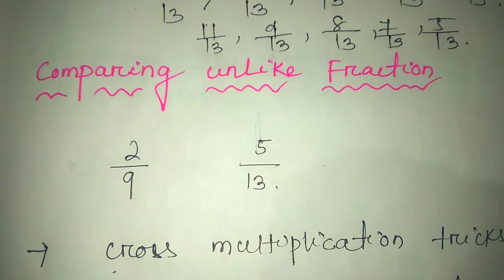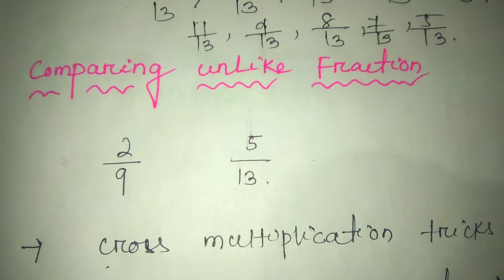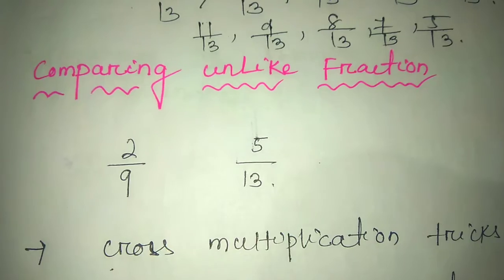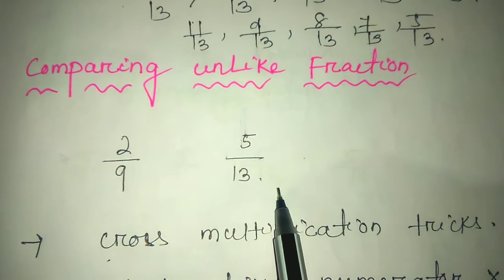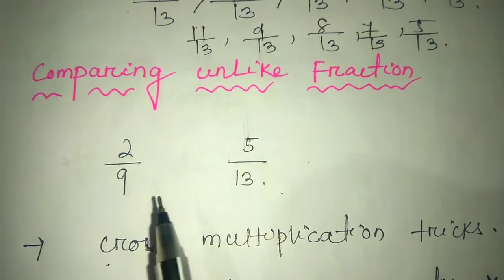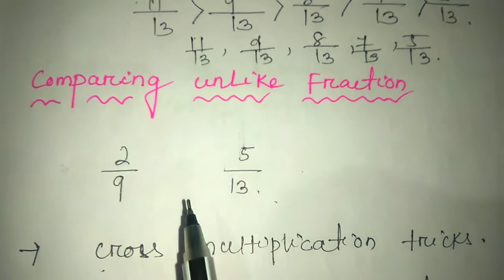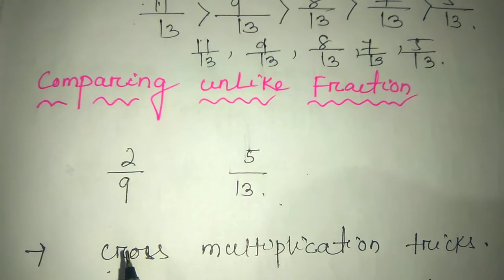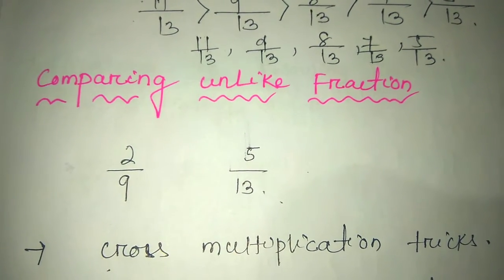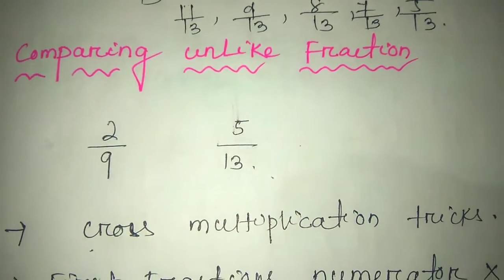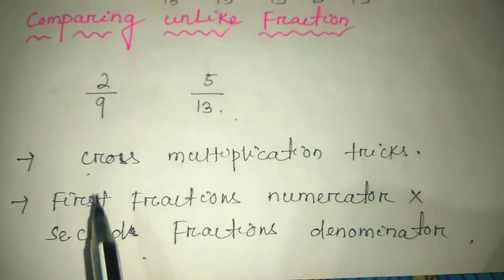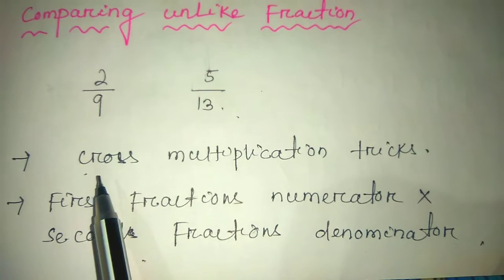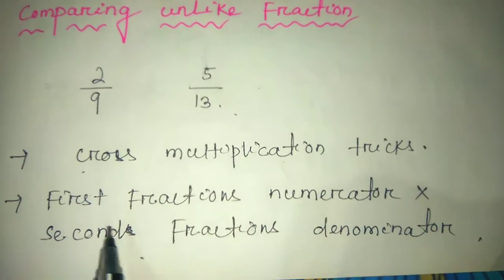Now we will see how to compare unlike fractions. In unlike fractions, denominators are different. So here we use the cross multiplication technique to compare them. So let's see what is the cross multiplication technique and how to use it to compare unlike fractions.